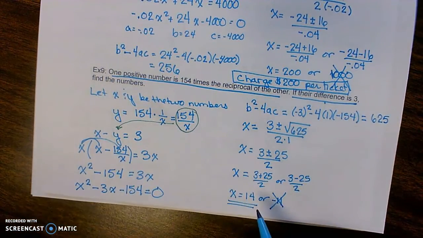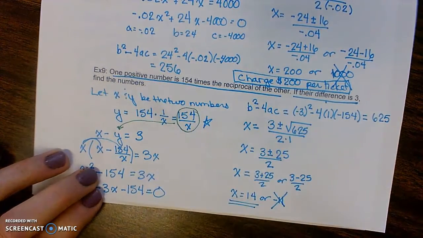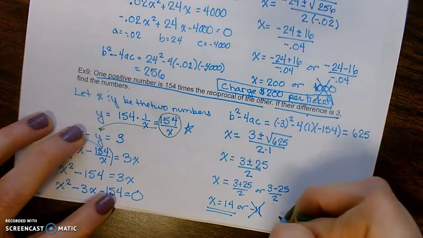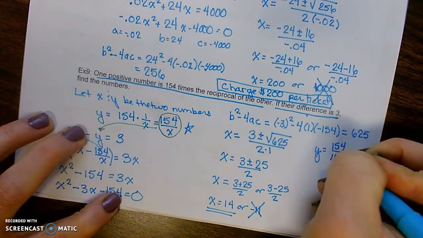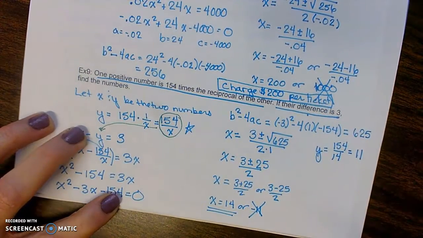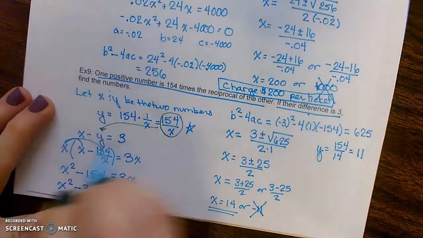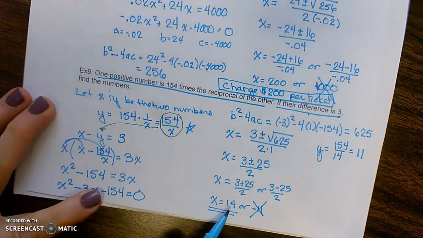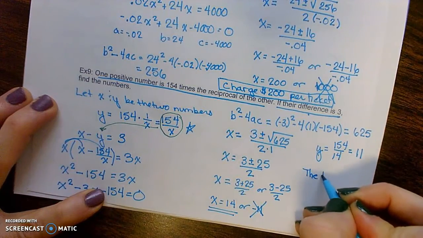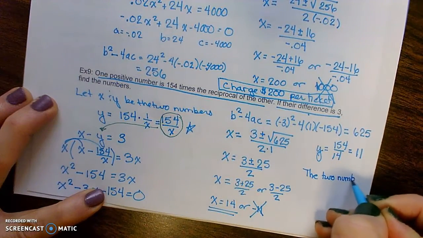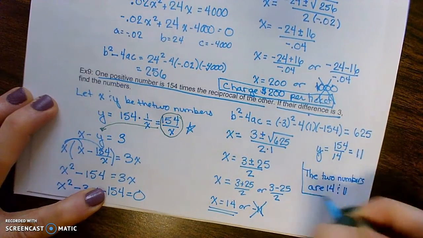And you find the second number by doing 154 divided by 14. I'll do that right over here. 154 divided by 14, which is actually 11. So now we can write down our two numbers, which are 14 and 11. So the two numbers are 14 and 11.